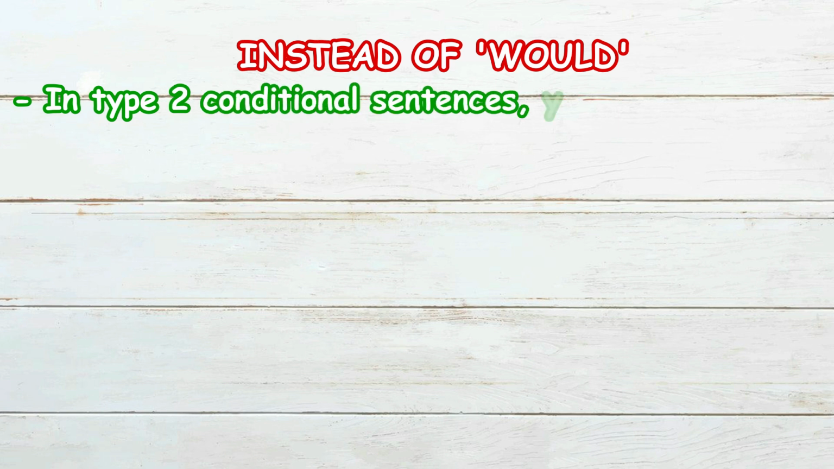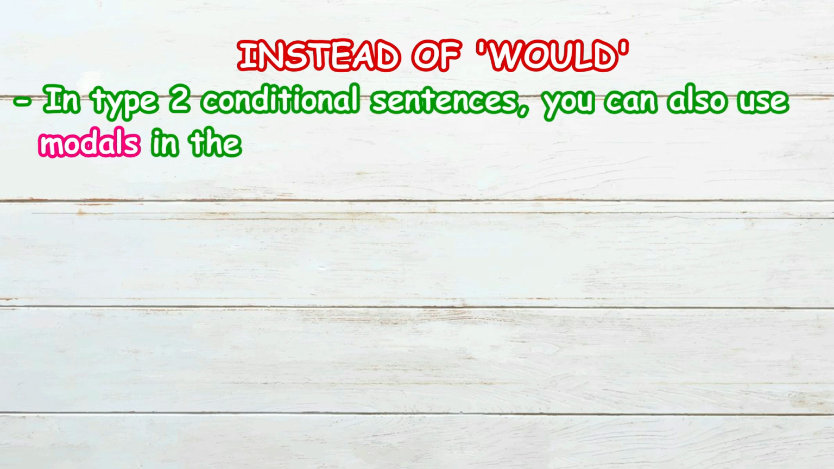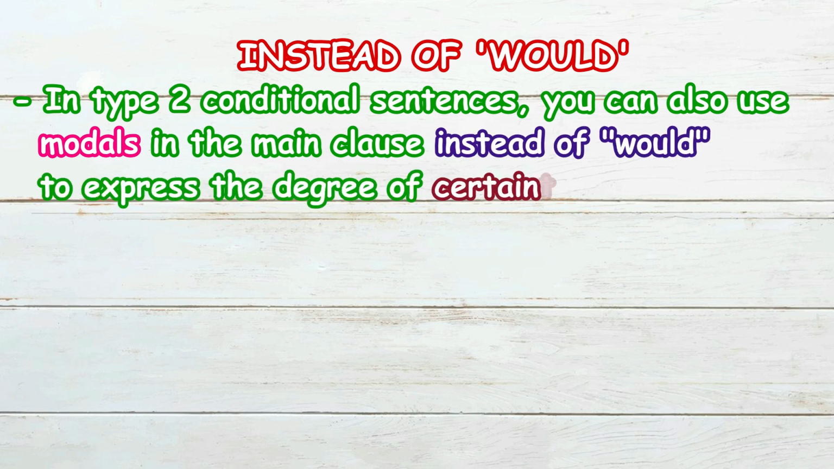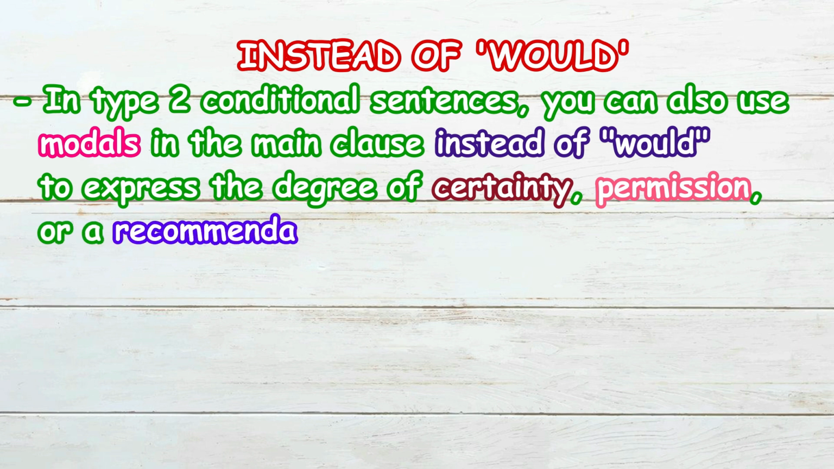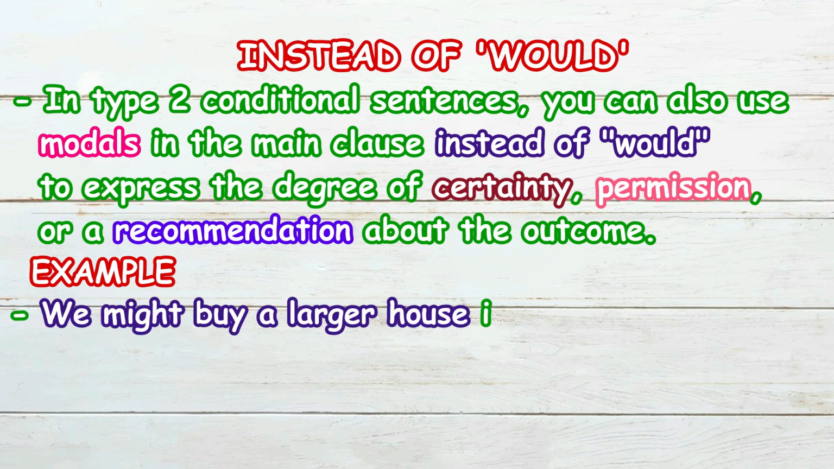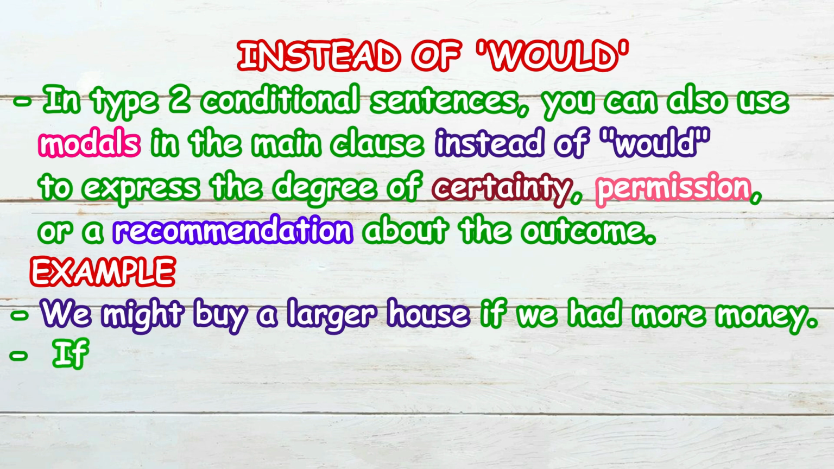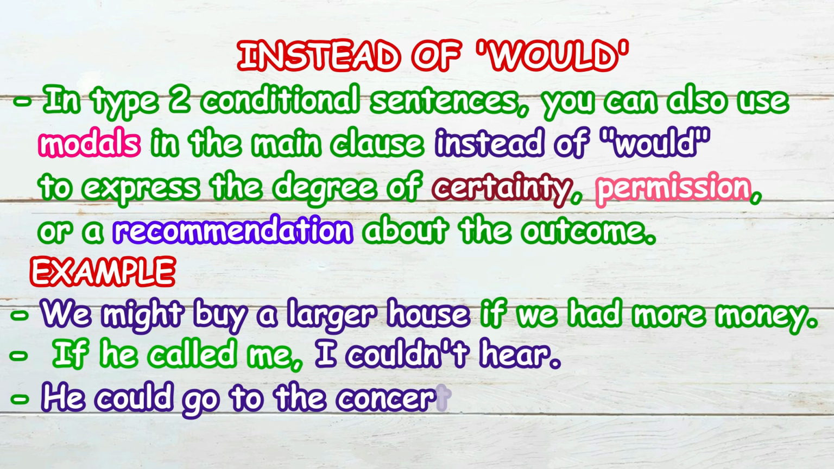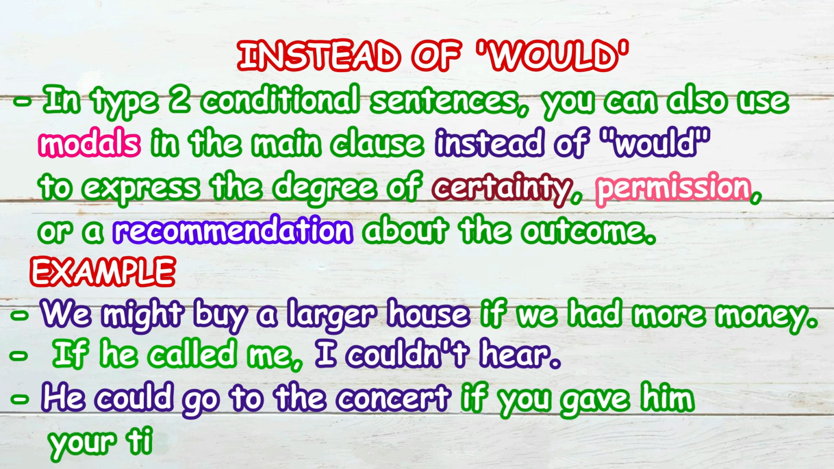In type 2 conditional sentences, you can also use modals in the main clause instead of would to express the degree of certainty, permission, or a recommendation about the outcome. For example, we might buy a larger house if we had more money, or if he called me, I couldn't hear, or he could go to the concert if you gave him your ticket. So friends, this was all about second conditionals.